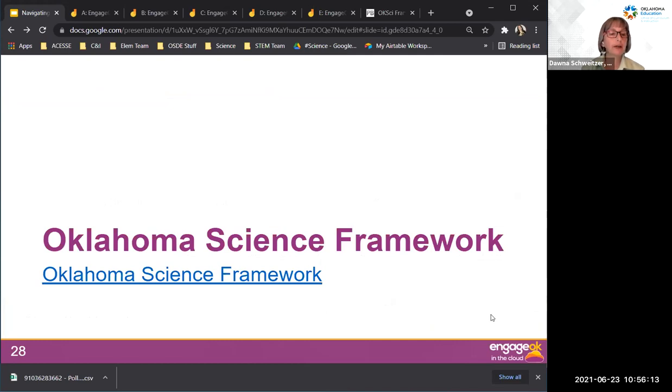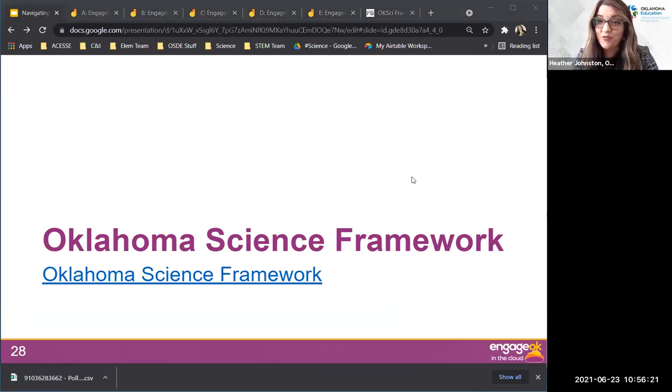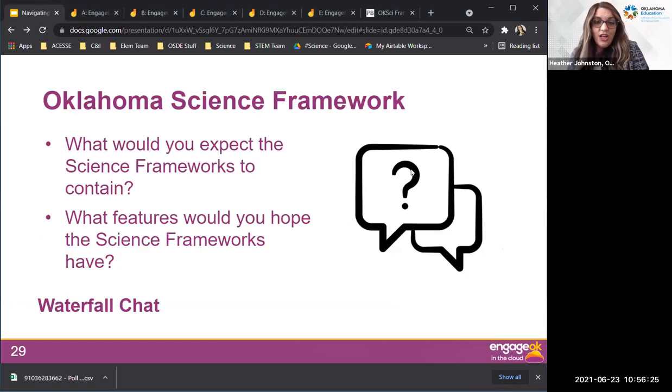Okay, and I'm going to turn it back over to Heather. All right, so let's talk about the frameworks then. So some of you are familiar. We noticed from the poll that the majority of you are aware of what the frameworks are, but we did have some that this is your first experience with it.